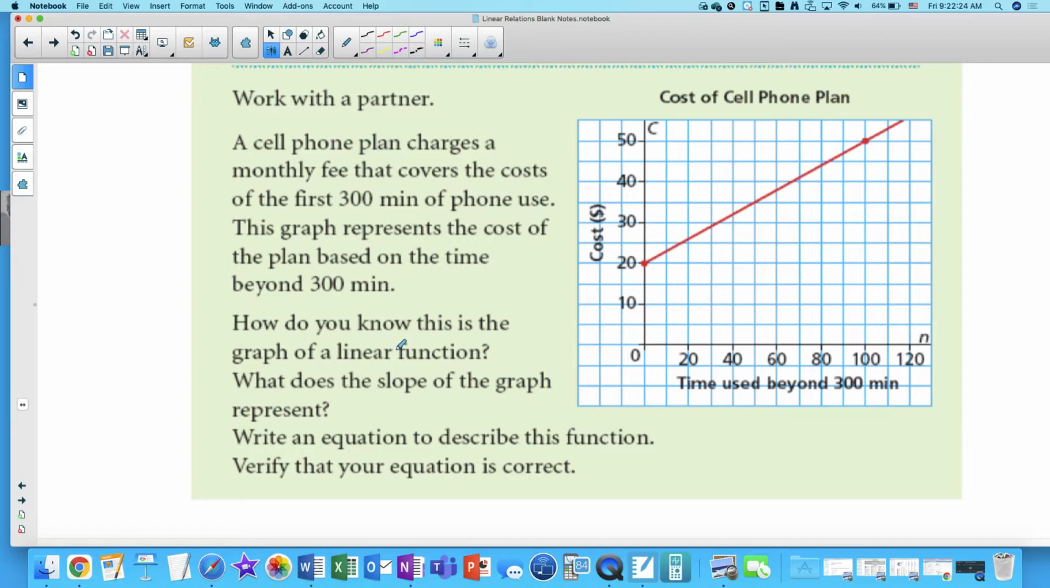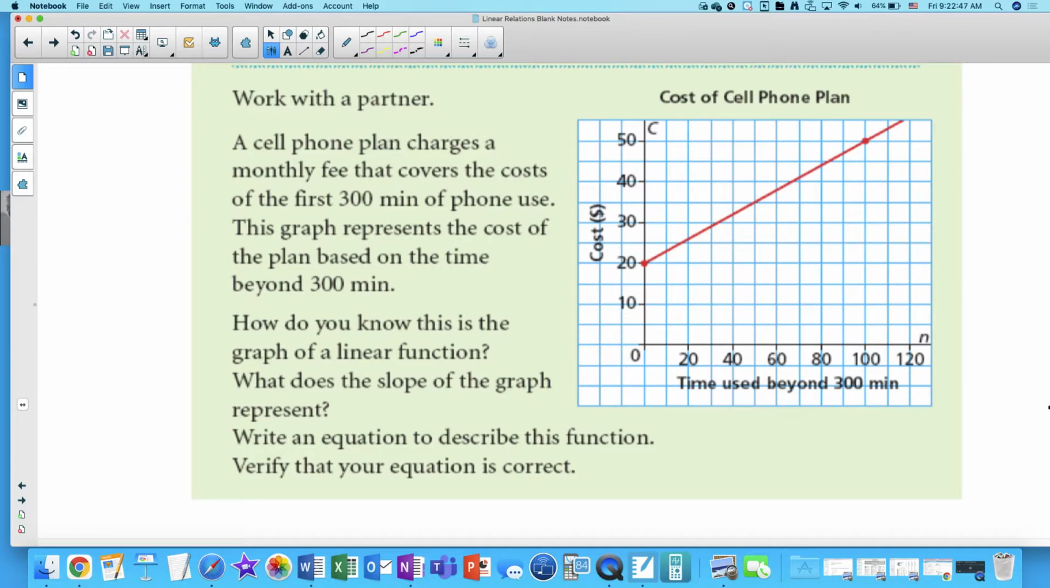So back in the day, you had to be very conscious of how long you were talking for. Because if you went beyond 300 minutes or whatever the allotted time was, you got charged per minute for any extra time. Okay? So how do you know that this is a graph of a linear function, and what does the slope of the graph represent? Write an equation to describe this function.